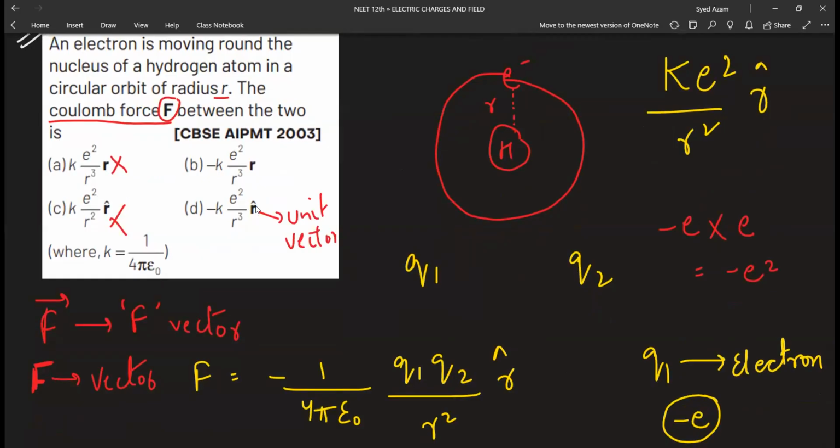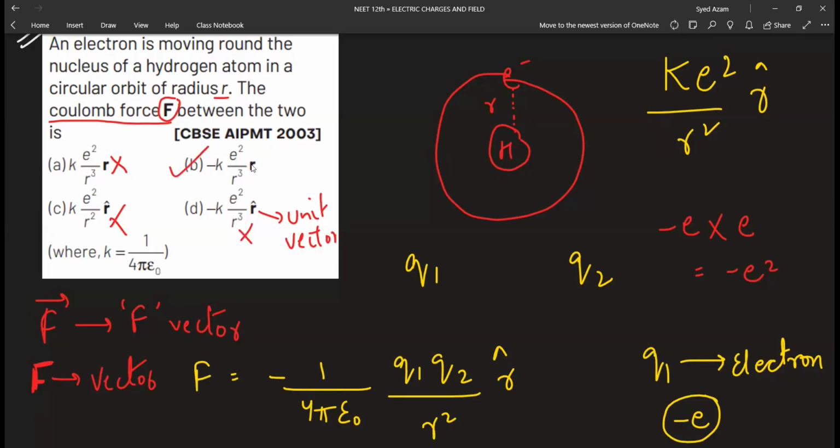When you have the unit vector, you have r square in the denominator. Look, like this was correct. If the minus sign was there, this would have been right: minus k e square r cap. So r cap is there, then you have r square, but this is r cube. So this is incorrect. So you have the correct option as B.